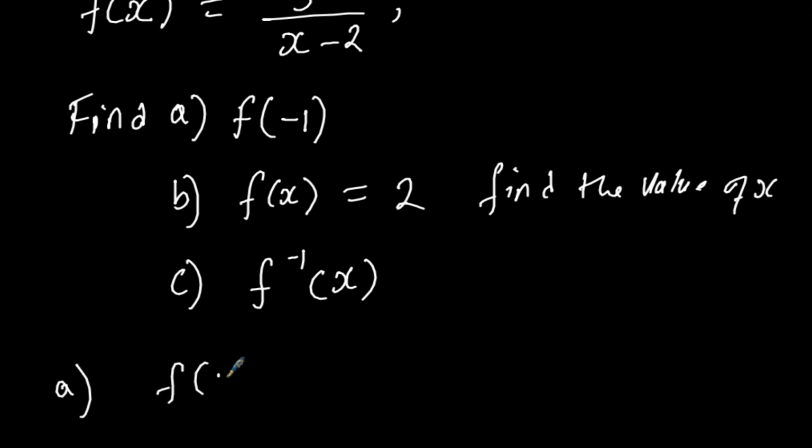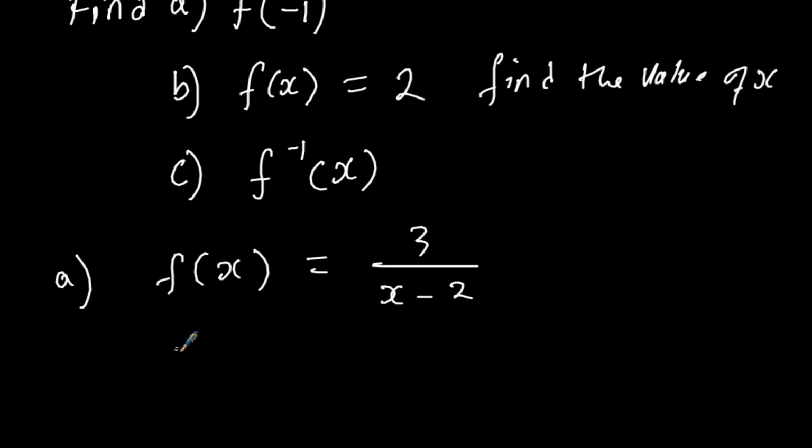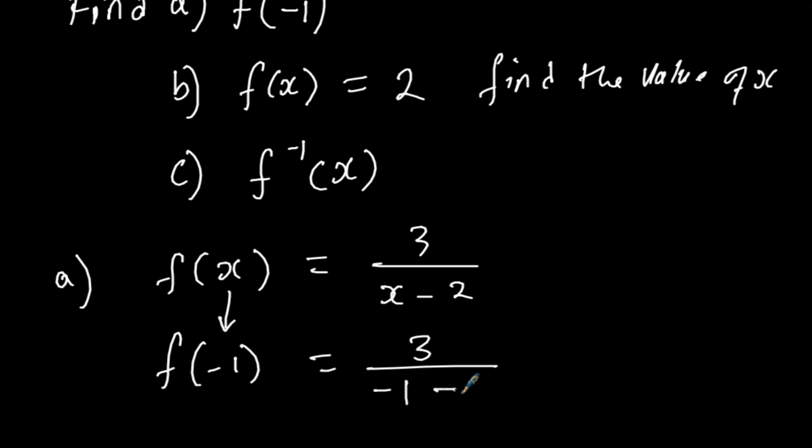Our function is 3 over x minus 2. So to find f of negative 1, where there is x, we replace it with negative 1. We have to do the same with that expression. So it will be 3 over negative 1 minus 2, and that gives us 3 over negative 3. And our final answer for this part A will be negative 1.